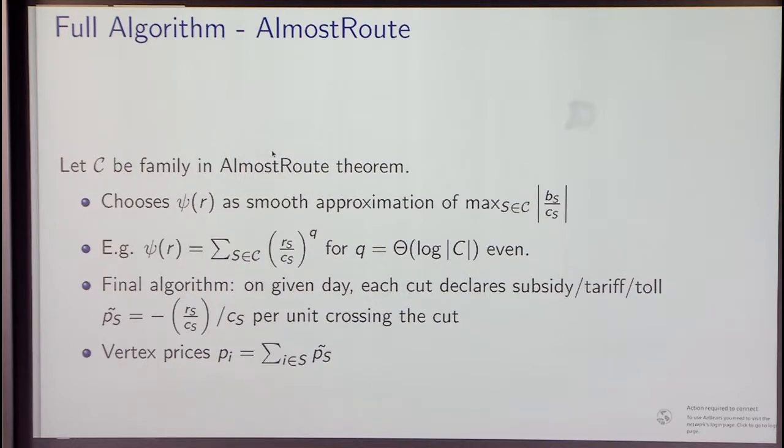So what's going on? It's basically putting all the prices coming from the most congested cuts, right? By raising that to this Q minus 1, this is a huge power. Basically, the only things that are going to contribute to prices are those cuts that are nearly maximally congested.